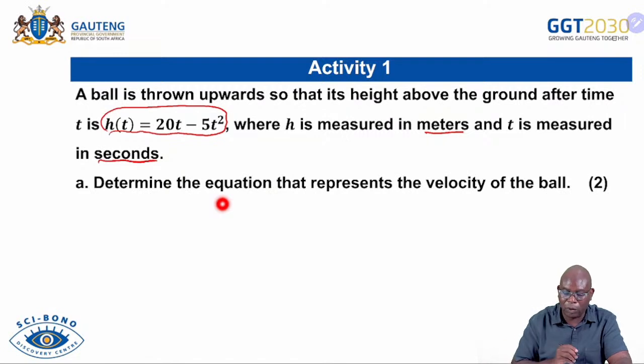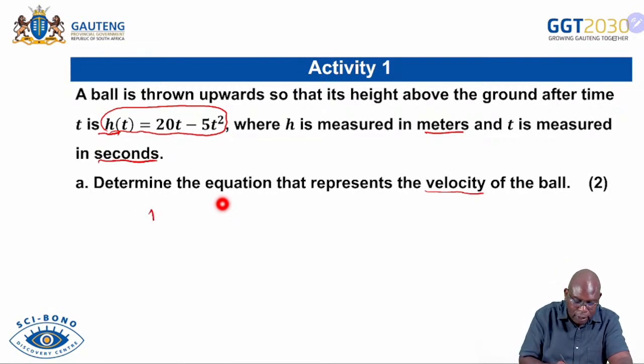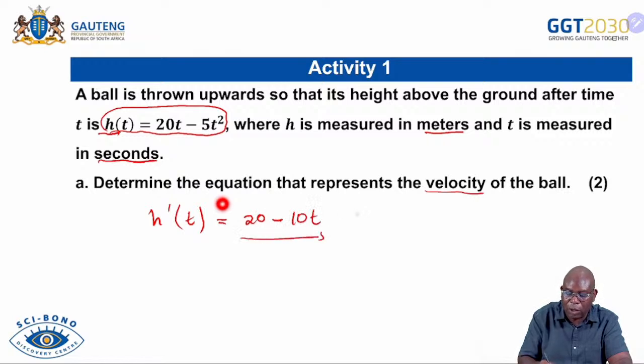So in other words, what we are going to do is differentiate. Remember, we are now talking about the velocity, and here's the height, which is the distance. Therefore, I'm going to say h prime of t, I'm differentiating now, I'm going to get 20 minus 10t. That's all that we're going to do, because we just need the equation that represents that.